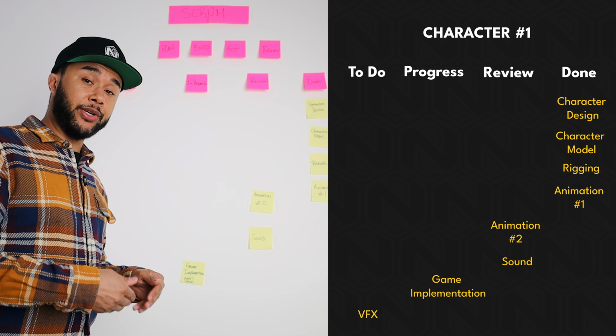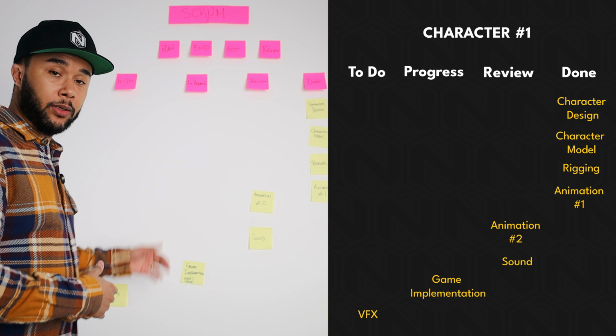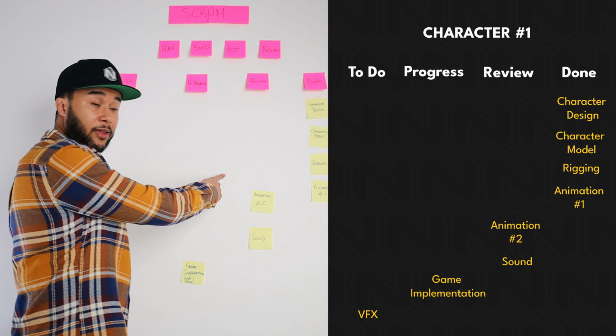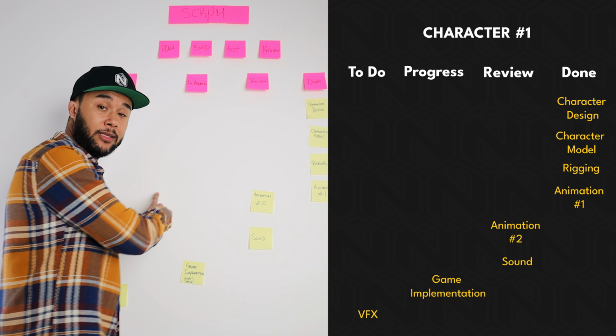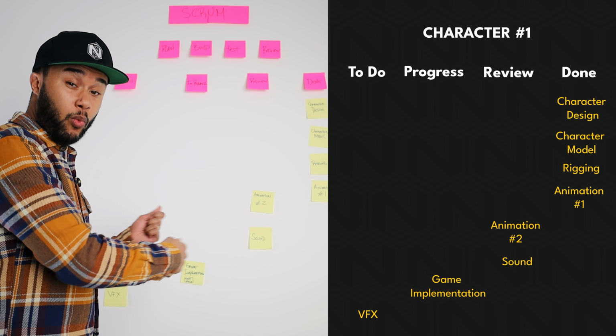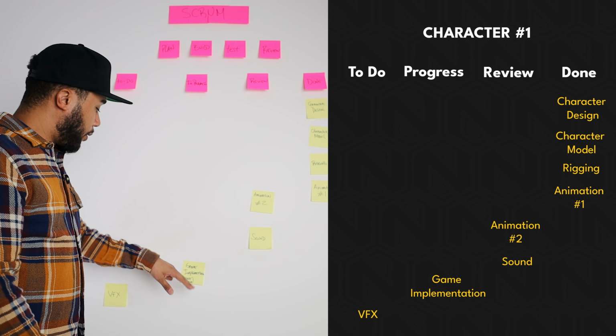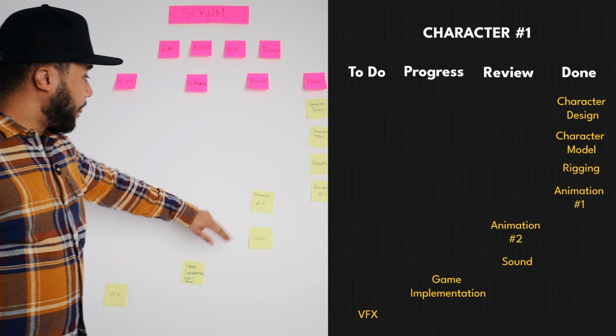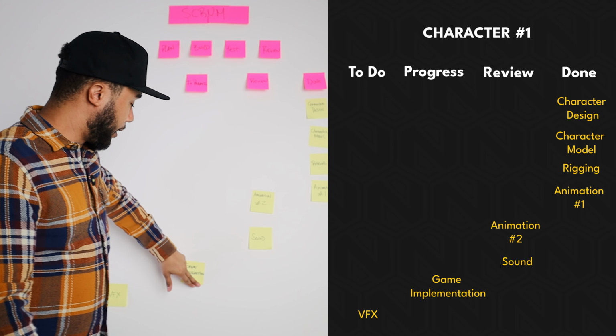The producer will be the person in front of this wall saying, have you done this? Have you done this other thing? Animation, rigging, is this done? And the producer will actually be the one moving these things around. So game implementation started. They already have a character model that they can implement.